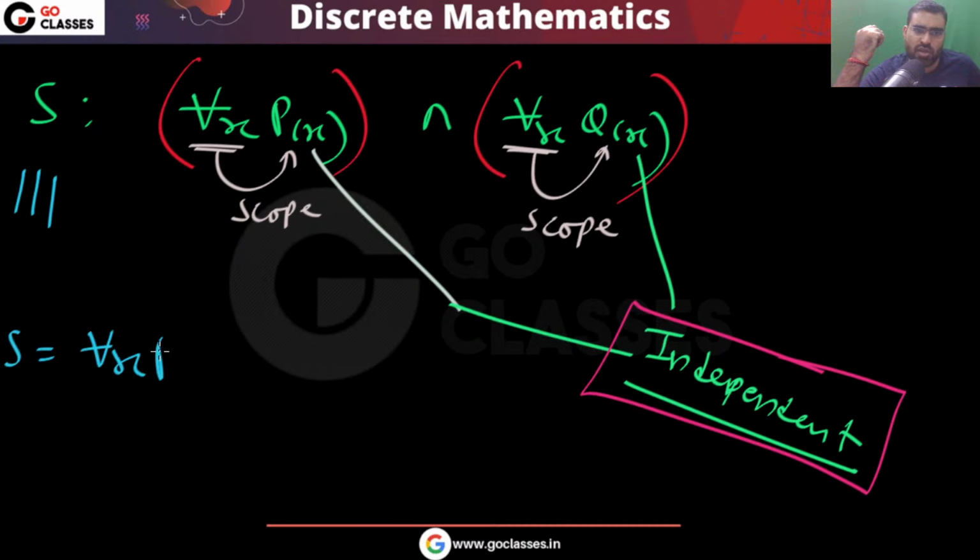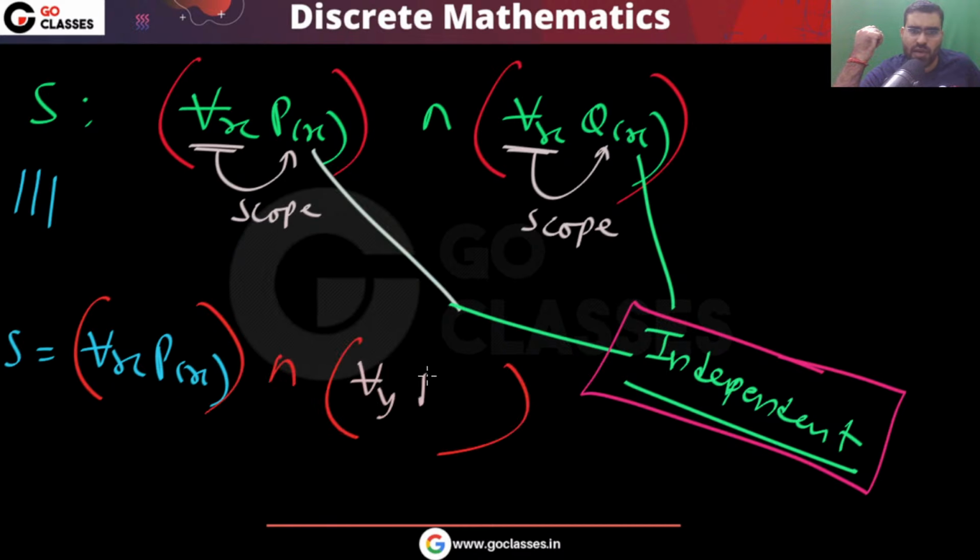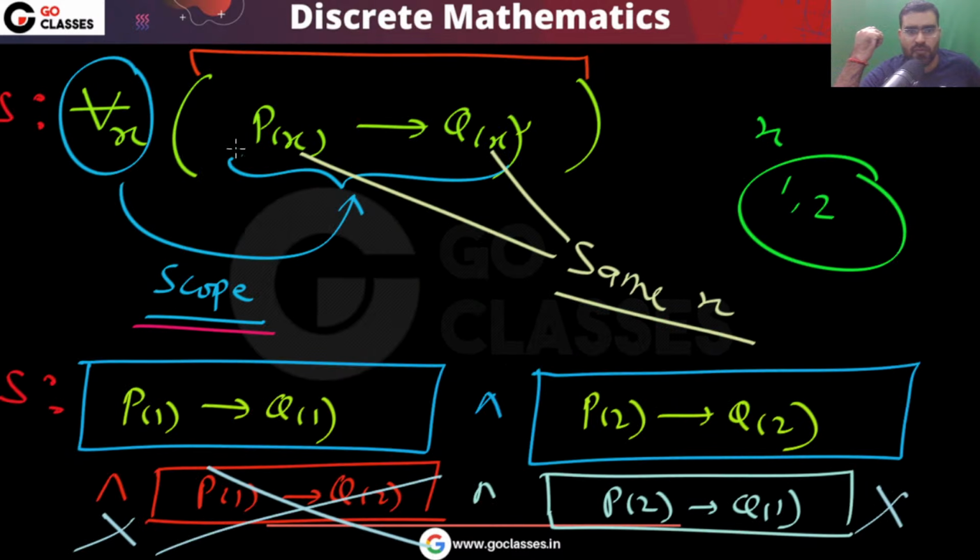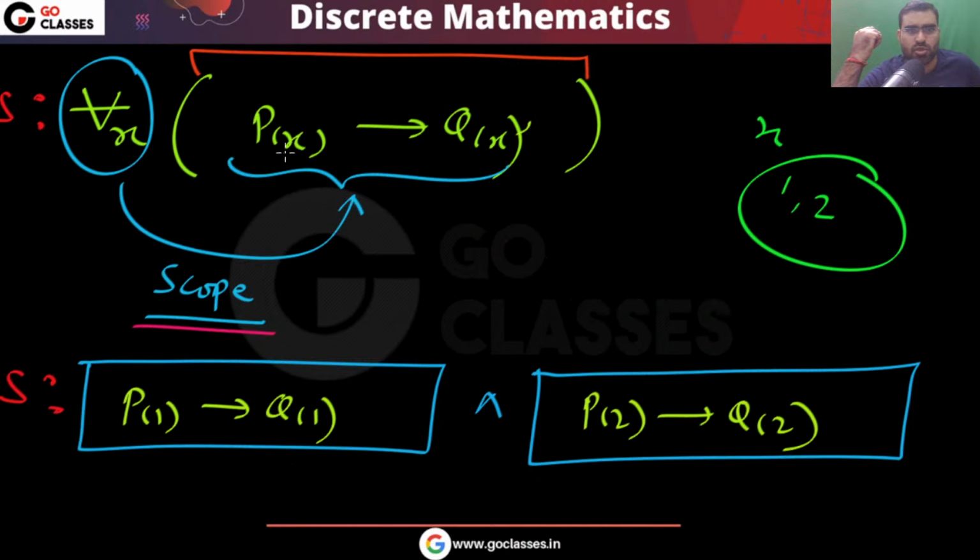If you are confused, then you can write like this: for all x, P(x), and for all y, P(y). Remember, this x has nothing to do with this x. They have nothing to do with each other. But here you can see the scope of this universal quantifier is this one. This is the scope. So these two x are basically the same. They will always take the same value. Either both will be 1 or both will be 0, or both will be 2. So they will always take the same value. I hope this point is understood.